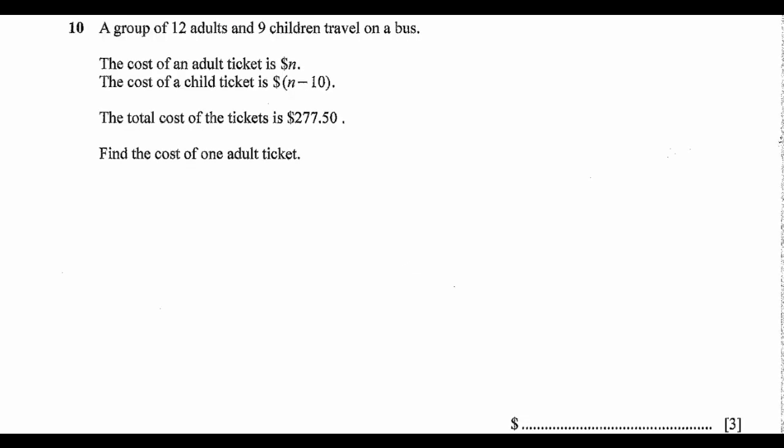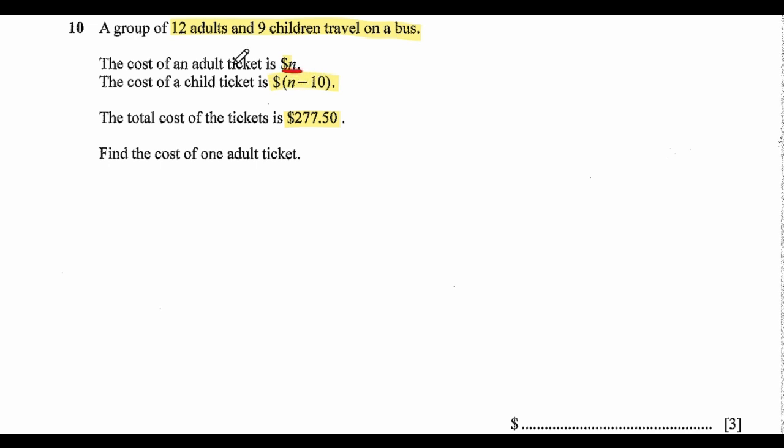Question number 10 says, a group of 12 adults and 9 children travel on a bus. The cost of an adult ticket is N dollars and the cost of a child ticket is N minus $10. The total cost for the tickets is $277.5. Find the cost of one adult ticket, or we can say find the value of N.